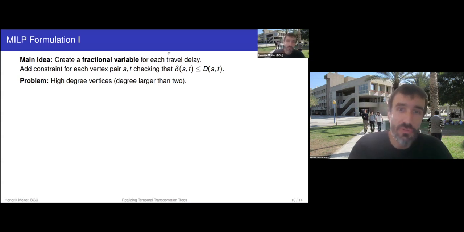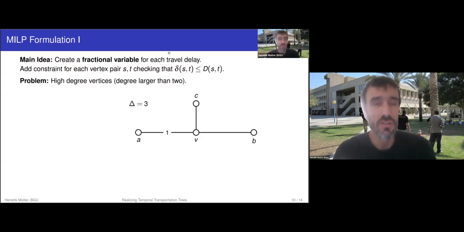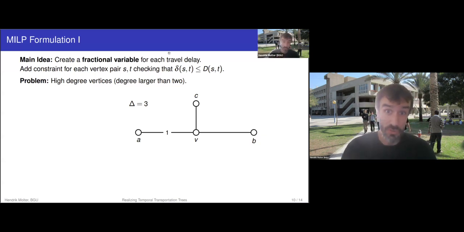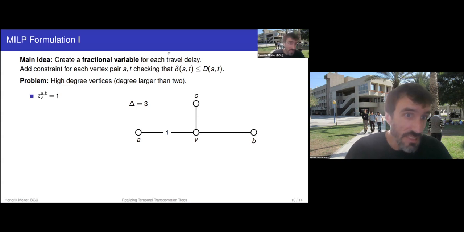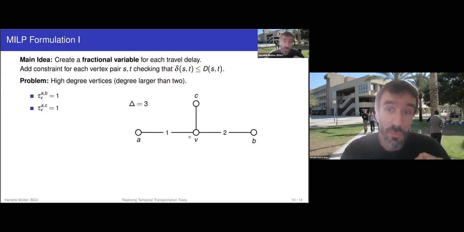Because if we have a high degree vertex, and I will call vertices that have a degree larger than 2 high degree vertices, then we can run into the following problem. So let's assume we have these travel delays, and also let's assume that they are all integer. And here I have a travel delay of 1 from A to B. So if I label AV with 1, then I have to label this with 2 to obtain this travel delay. Now I could also have a travel delay AC from A to C of 1 via V, so I also have to label this at 2.